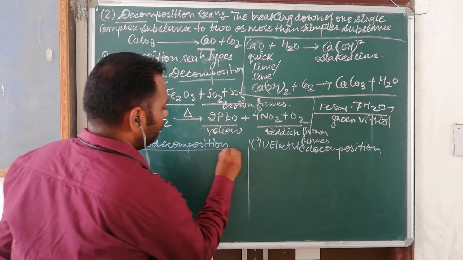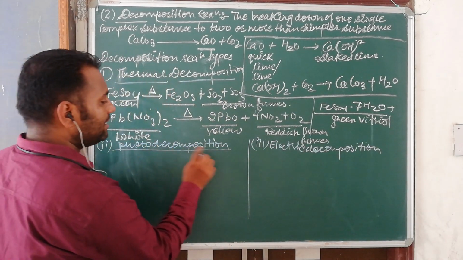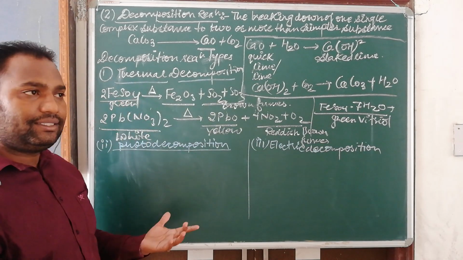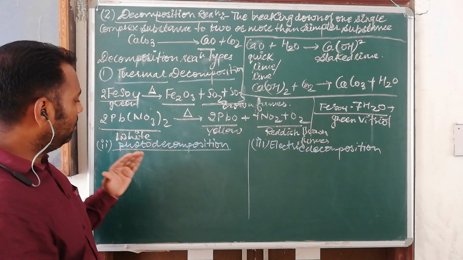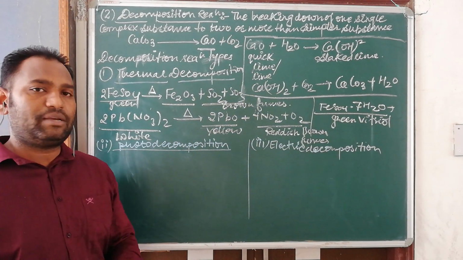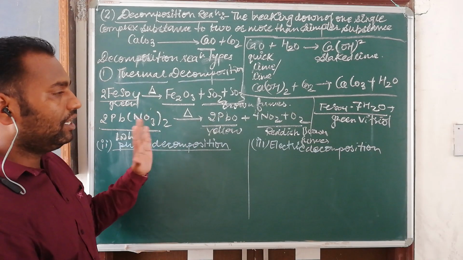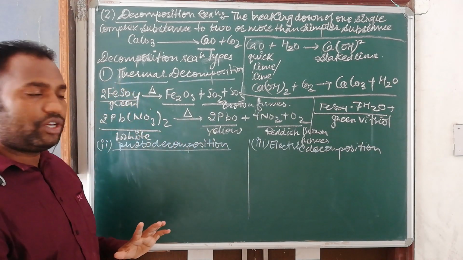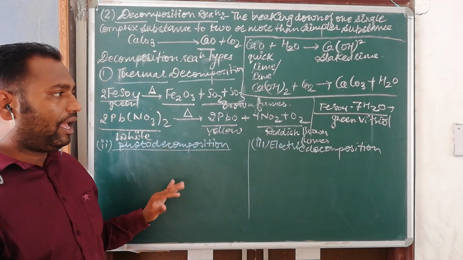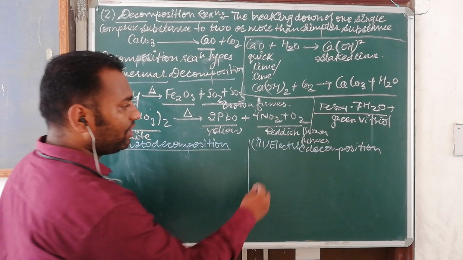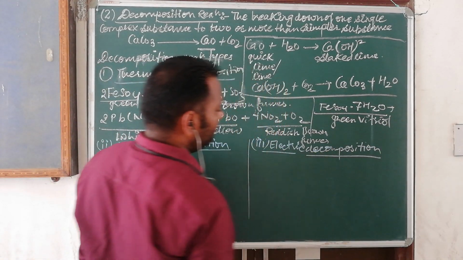Photo decomposition. Photo means light, and this is decomposition. I already told you about that term. Heat is a type of energy. Sunlight is also an energy, and electricity is also a type of energy. So ultimately these are all decomposition reactions, but the examples are different. I am drawing attention to the different types of examples, which is why I am converting this into three types.